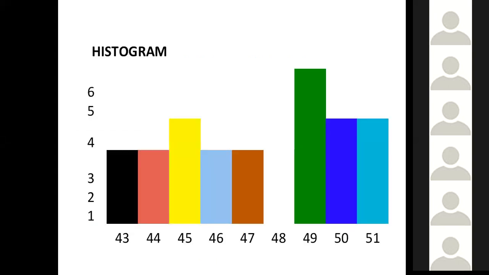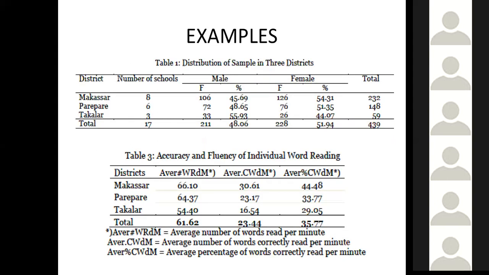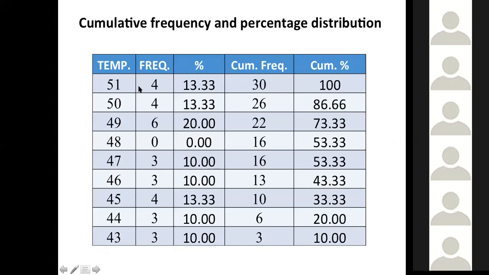Okay, now we come to graphs. You can also present the data using a graph. We have just now our data, the temperature 51, 50 down to 43, and the frequencies are 4, 4, 6, and finally 3.